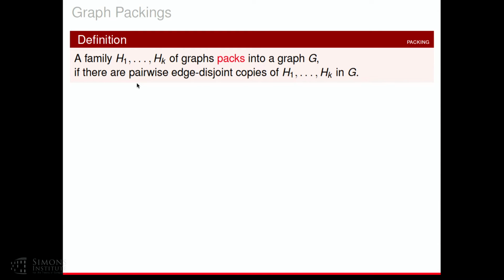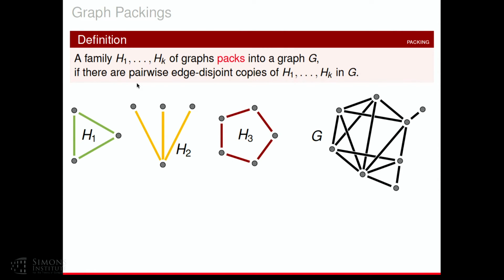So we have some graph G. Before, that used to be our complete hypergraph on n vertices, but now you can take some other graph if you want to. I just write G for the guest graph. And then I have a family of host graphs, H1 up to Hk, and I want to pack these into this guest graph. What does that mean? It means that we get edge disjoint copies of these host graphs in the guest graph G.